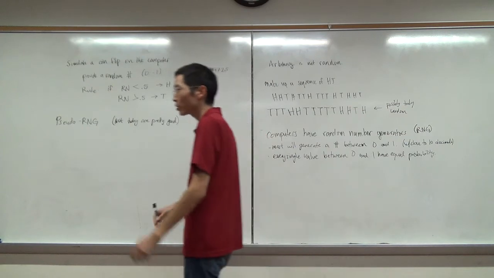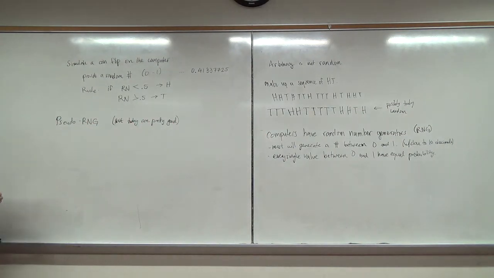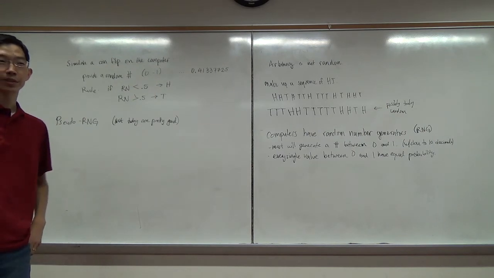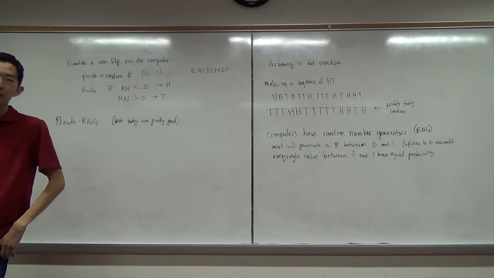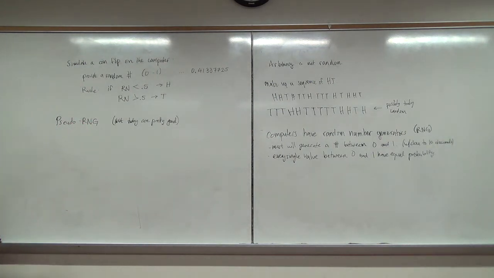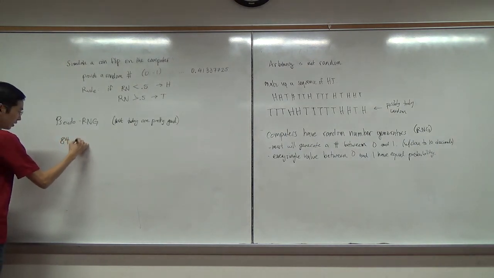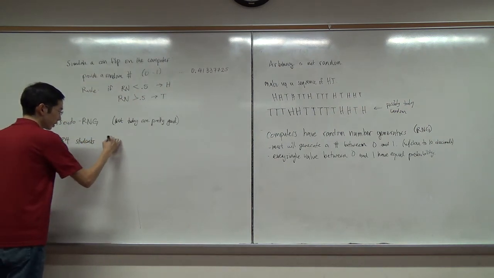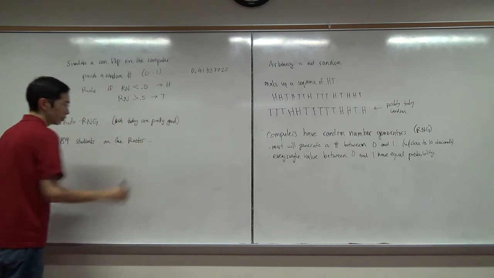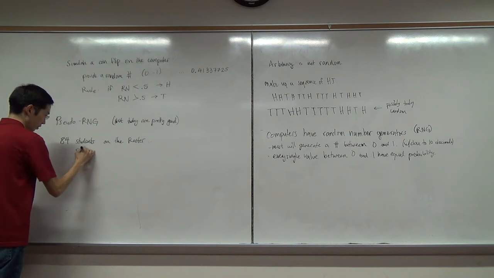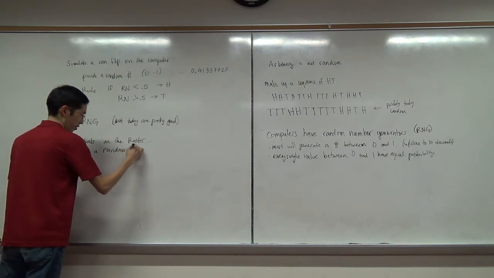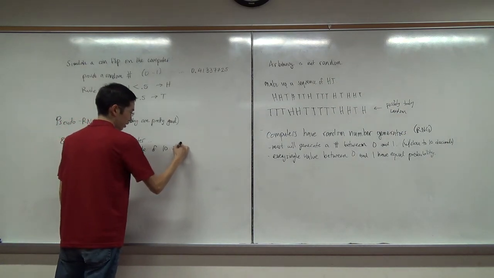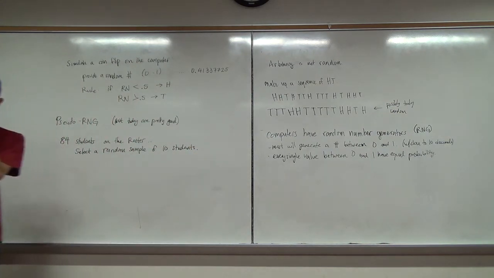So we can do stuff like this to simulate a lot more complicated events. So maybe we want to try generating different samples of students, okay? So in this classroom, there's technically 84 of you on the roster, okay? So there's 84 students on the roster. And maybe we want to select a random sample of 10 students. How can we do this? Okay.